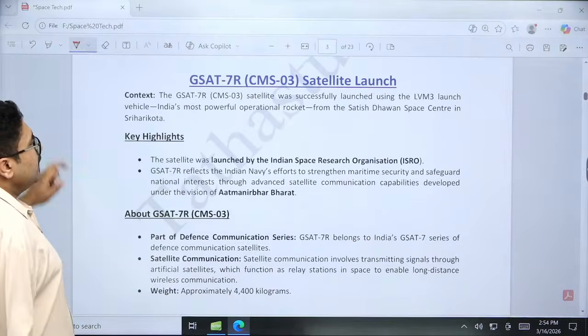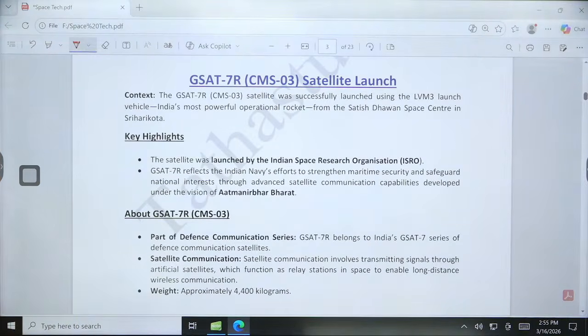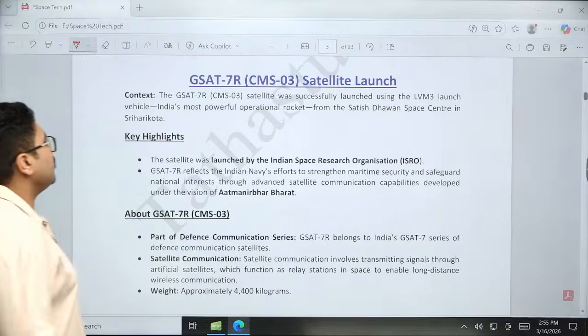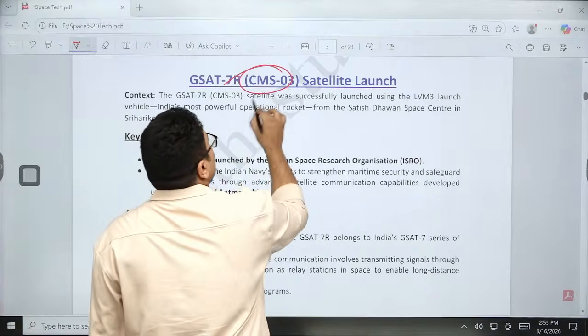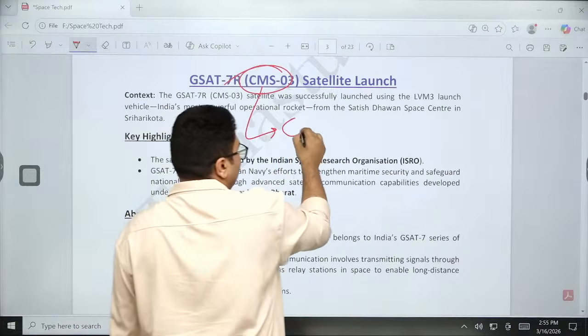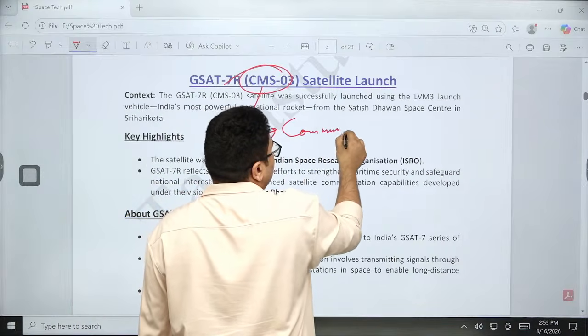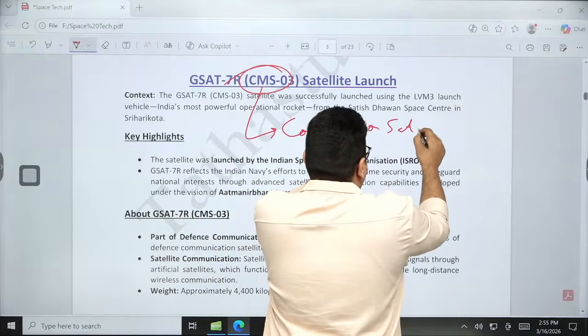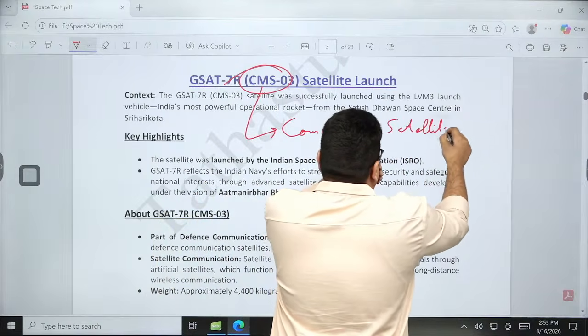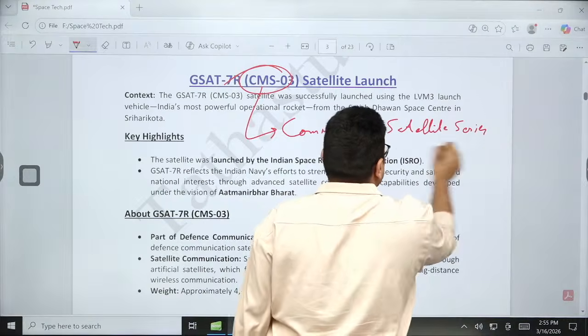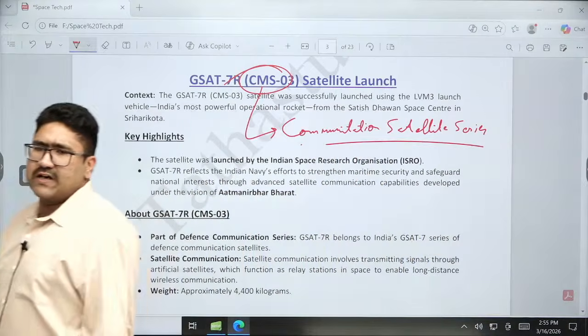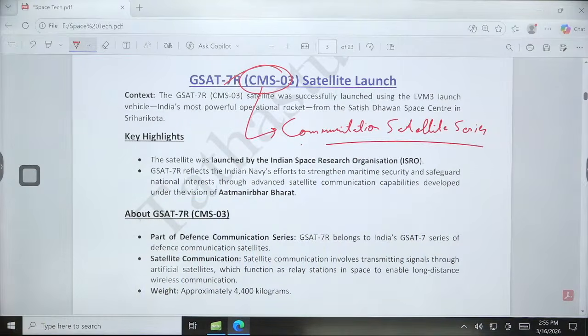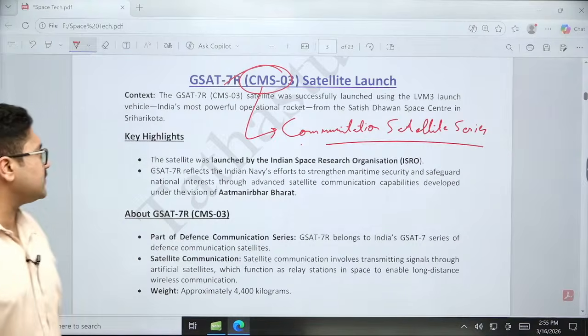Next satellite is about GSAT-7R satellite. GSAT-7R is a new name of CMS. CMS is Communication Satellite Series. What is NISAR? NISAR, we will understand just a minute.